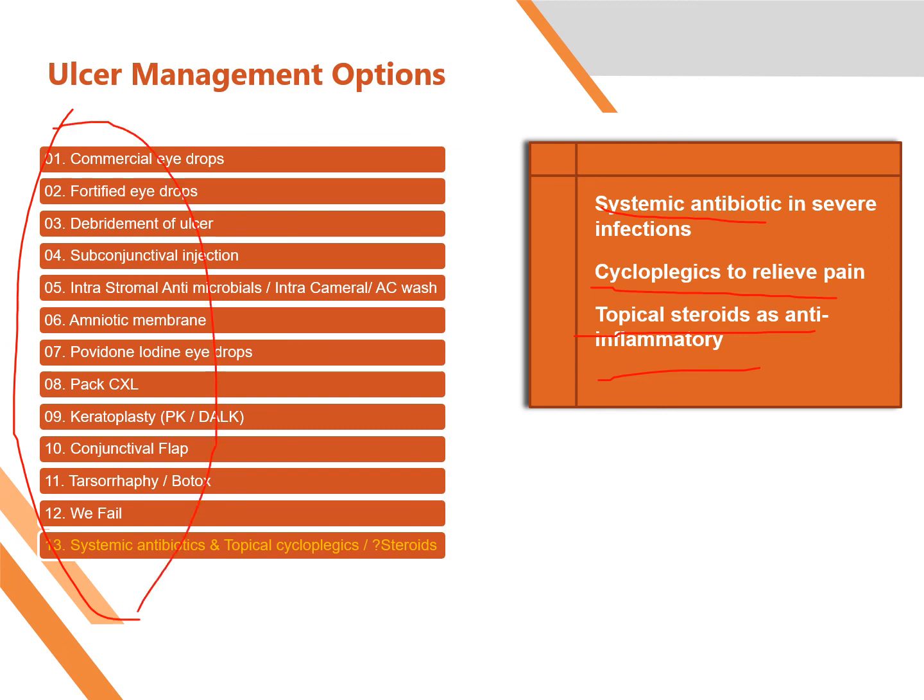You don't use every option in every case, and it depends on your expertise and on your exposure and on the resources available. Like the PAC-CXL is quite expensive, so you cannot use it for every patient. Intrastromal injections and intracameral antibiotics need a bit of expertise from the surgeons, and not everyone does that. So most of us normally use either the commercial eye drops or the fortified eye drops, and we leave the rest of them to those who are trained in this treatment.